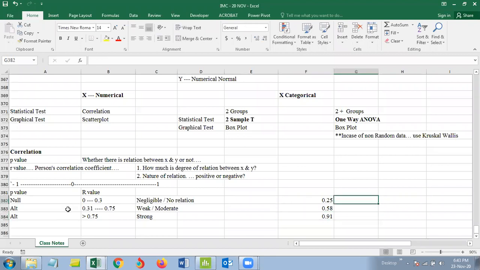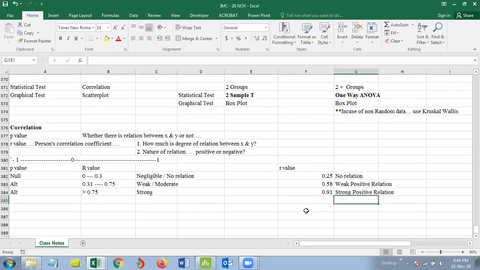What will be my interpretation in case of R value here? For the first, there is almost no relation because it falls into 0 to 0.3. It is a negligible relationship. The second falls into the zone which is weak or moderate, so I'll say weak positive relationship because it's a positive value. It's not showing a negative value. So weak positive relationship between x and y. This one will say strong positive relationship between x and y. Positive because it's a positive value.